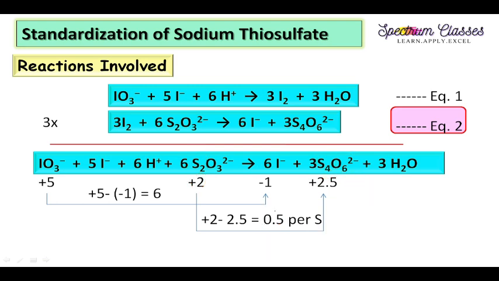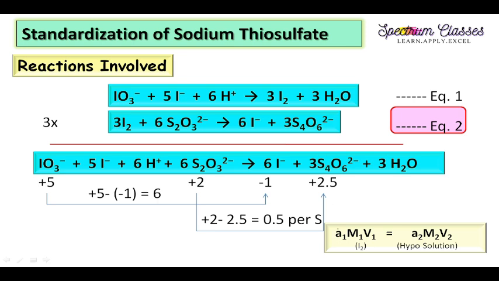Now the calculation part. The calculation will be done in the redox titration. We are doing the calculation in this manner. We are simply multiplying the coefficients over there. So the coefficients here are 1 for iodate and 6 for thiosulfate. What is this A1 and A2? A1 and A2 mean the number of electrons gained or lost in the half reaction, right? So in this case we are gaining 6 electrons and in this case we are gaining 1 electron per 2 sulfur atoms.